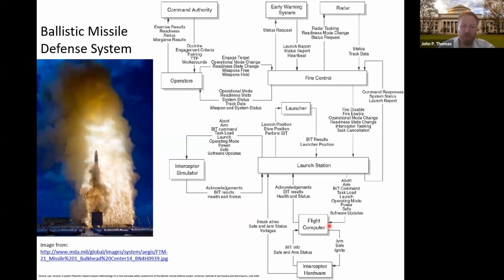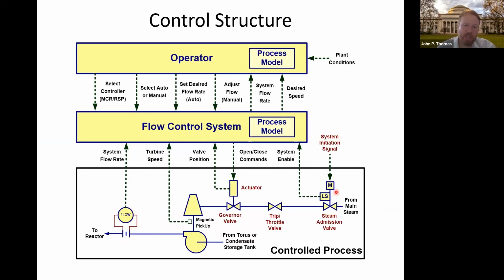The missile computer, when the time is right, sends the ignite command to the interceptor hardware. Every one of those is a downward arrow. It's a result of a decision. It's a control action, and it's informed in part by feedback that is bubbling up from the lower levels in the control structure.